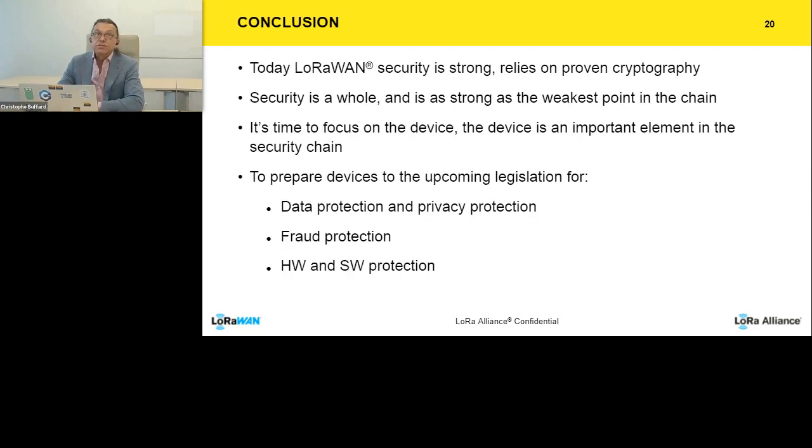And as a conclusion, today LoRaWAN security is strong and relies on proven cryptography. Security is a wall and is only as strong as the weakest point in the chain. It's time to focus on the device. The device is an important element of the security chain. To prepare devices for the upcoming legislation, we would like to help our members to be prepared for the new legislation: data protection and privacy protection, fraud protection, hardware and software protection. This is an area where we can help, and we will try to streamline the specification and provide the security that is expected in the next couple of years in the IoT world.